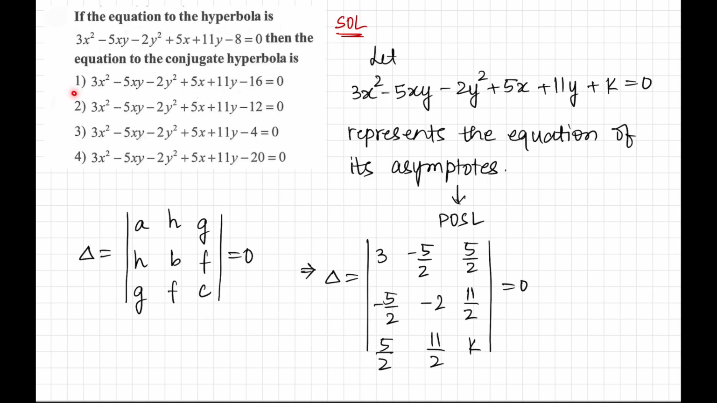So if you look at the options, clearly in the first option, we have the constant minus 16, and therefore the first option is the correct choice.